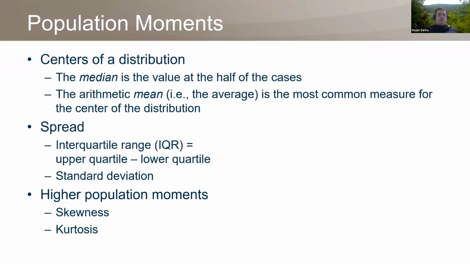And then we describe the distribution with descriptive statistics. We calculate centers of a distribution, spread, and higher population moments like skewness and kurtosis. Definitely, we do not want to deal with the mean only. Mean is probably the most abused measure in statistics. Mean by itself really doesn't mean a lot. At least we also want to have the median, which is the value at the half of the cases. And then if the median is much lower than the mean, we know that we have some long tail on the right side.